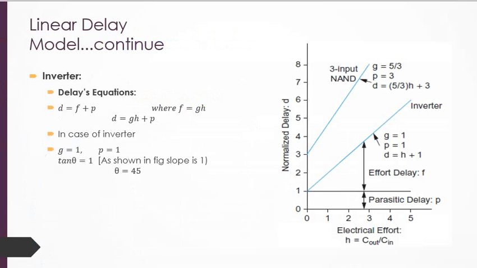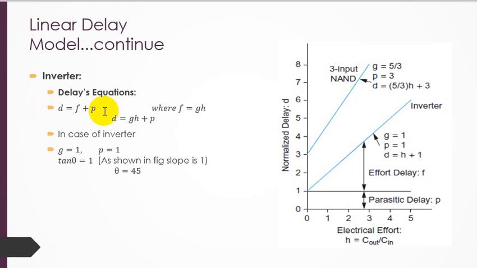So let's move toward finding the value of the delays with the help of the linear delay model. Let's take the example of our inverter. For the inverter, we know that the logical effort is 1 because the input capacitance is 3, and we divide it by the capacitance, which is also 3, so it has the value of 1. The parasitic delay in case of the inverter is 1.